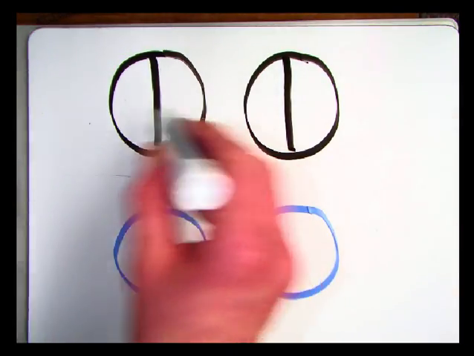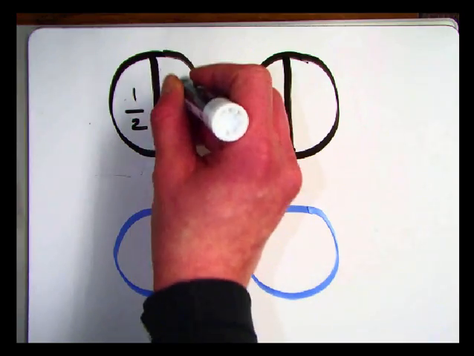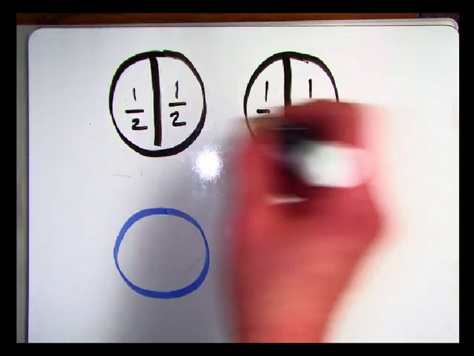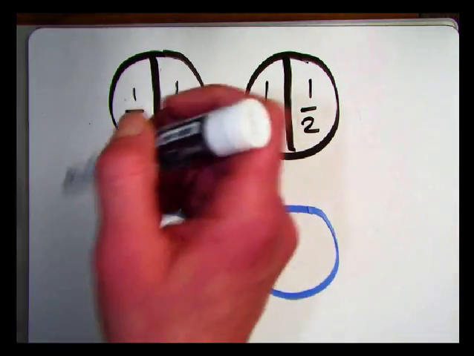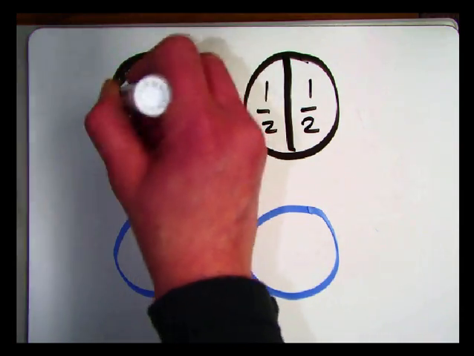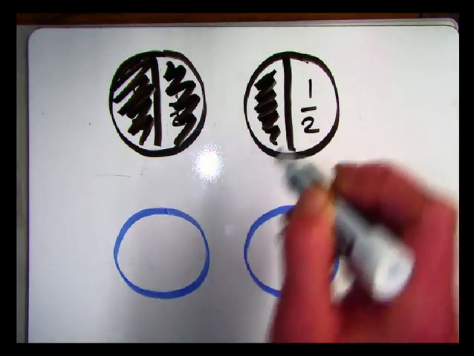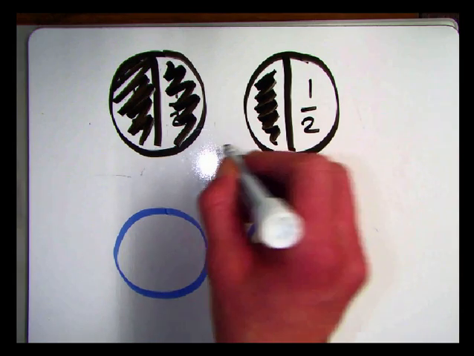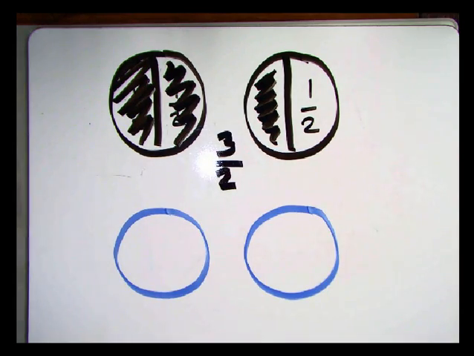So I've divided my 1 whole into 2 pieces, right? So each of these are worth 1/2. Even though I have 2 circles, each piece is still equal to 1/2, okay? So if I wanted 3 of the halves, 1, 2, 3. I shaded 3 of the halves, so that would be equal to 3 halves.